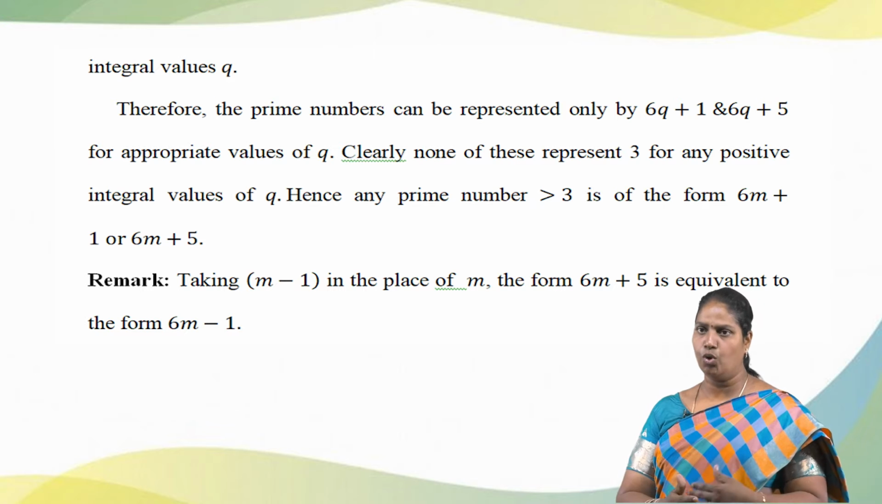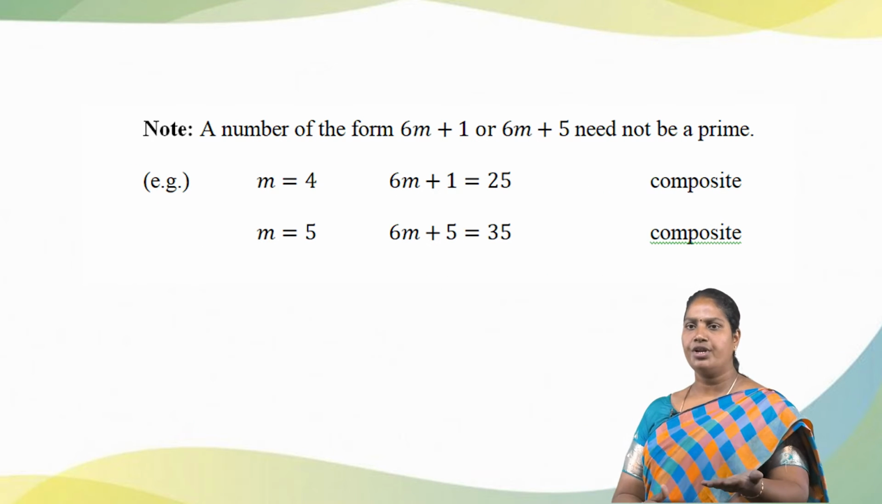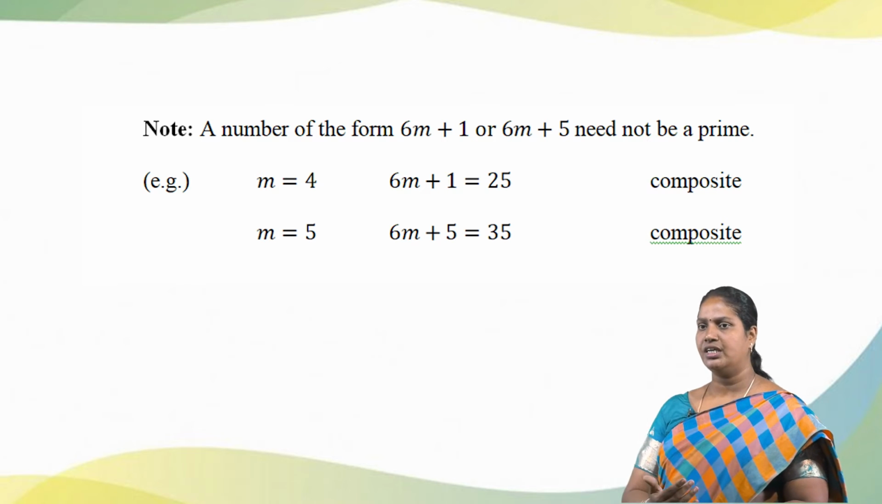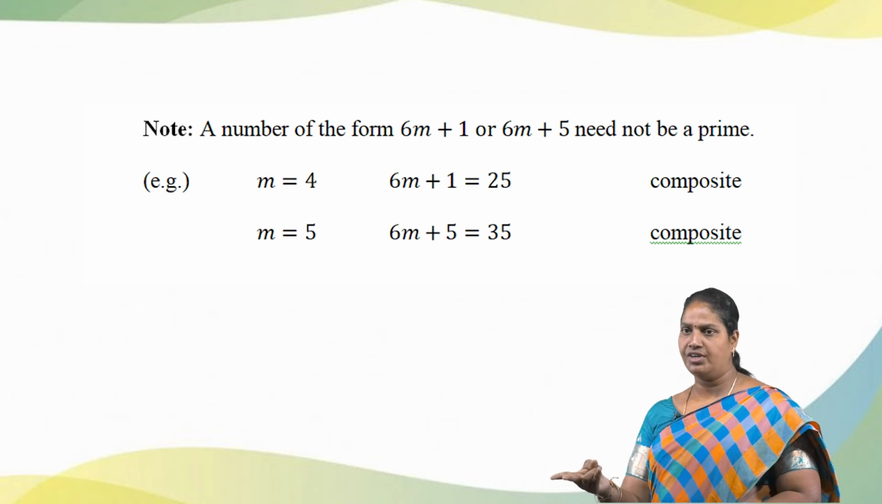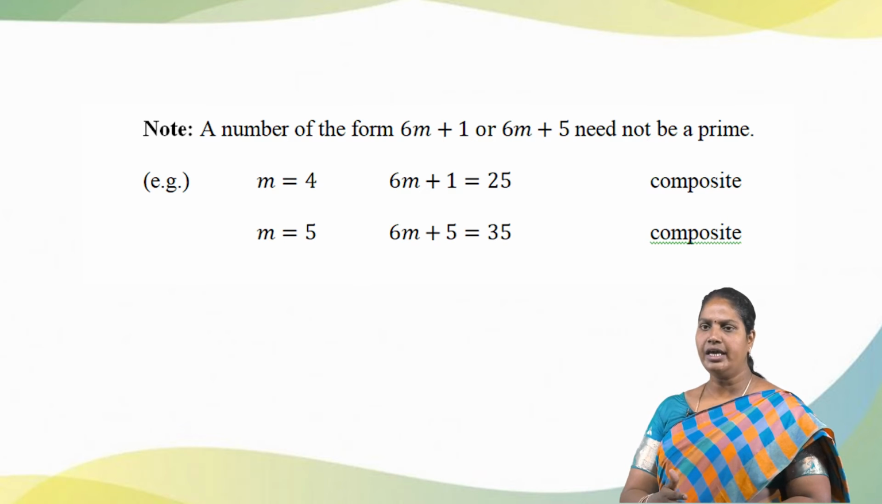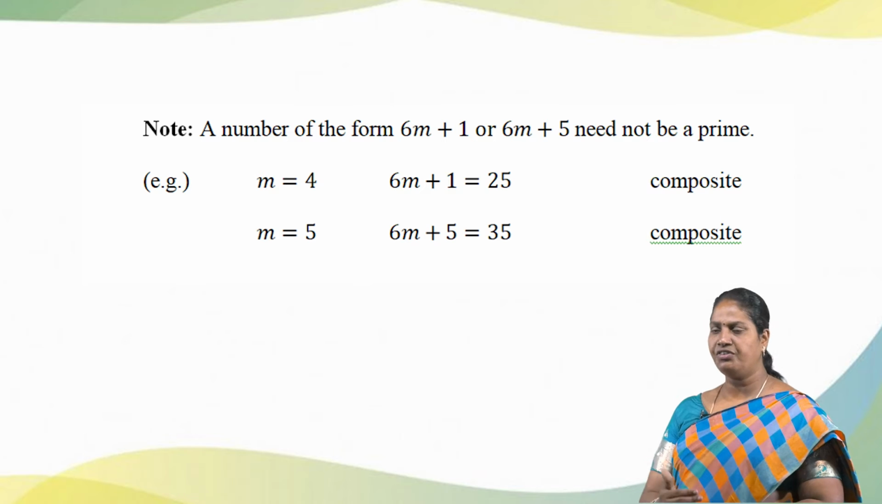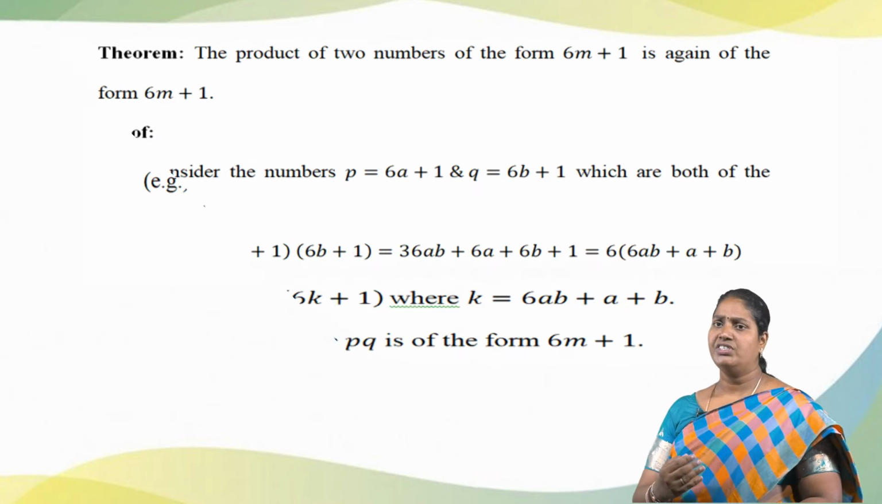Now we note that 6m plus 1 and 6m plus 5 need not be prime numbers. For example, if you take m equal to 4, 6m plus 1 is nothing but 25. It has divisors 5, 25 and so on, so it has more than 2 divisors, and it is a composite number. Similarly, if m equal to 5, we get 6m plus 5 as 35, which is also a composite number. Now we will see a theorem.